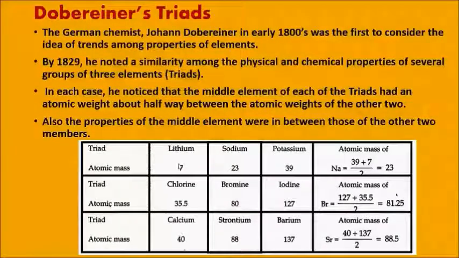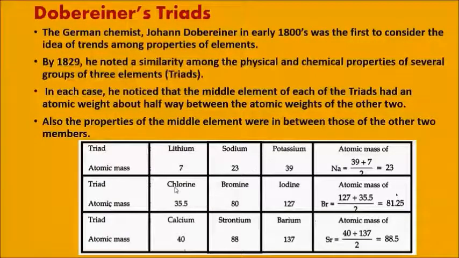When he kept these three elements in a group, lithium's atomic mass was 7 and potassium's was 39. When he took the average of these two, he got the atomic weight of the middle element as 23. That is Na. Sodium's atomic mass equals the atomic mass of potassium plus the atomic mass of lithium, divided by 2. The average is 23, and 23 is the atomic weight of sodium. Like that, when he classified elements into three, it was named a triad.